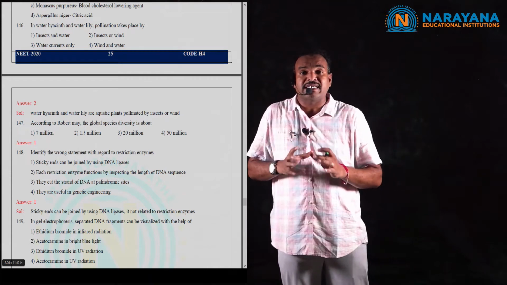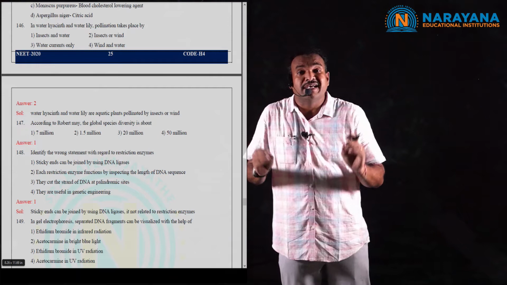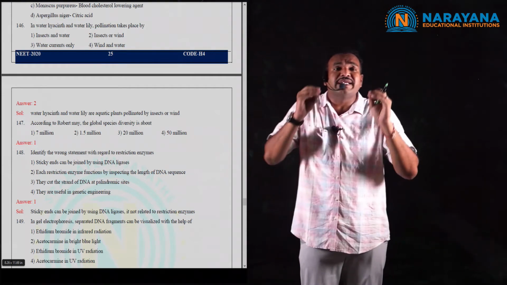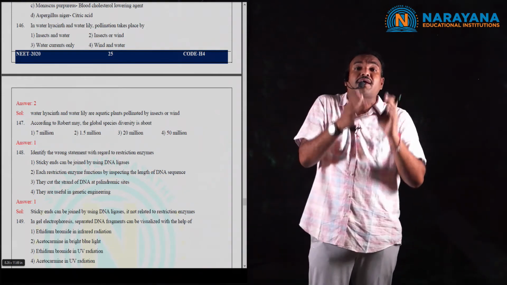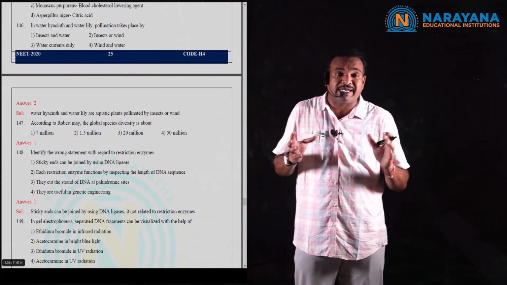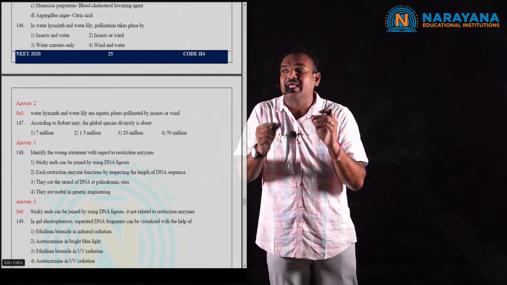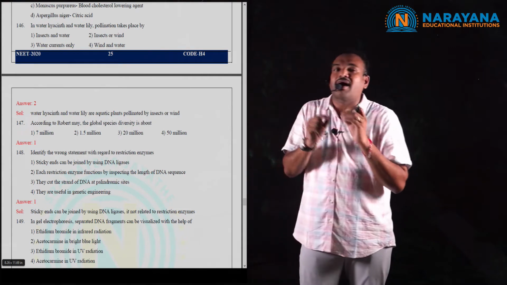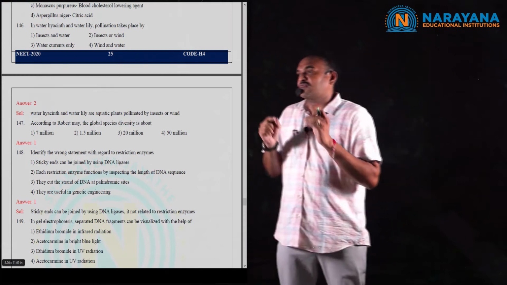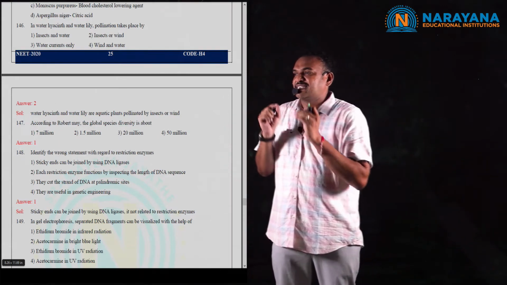But very important, even though they are in water habit, they are not pollinated by water. Only a very small number, at least only 30 genera, most of them monocots, undergo pollination by water, but not all the aquatic plants. Most of the aquatic plants undergo pollination by either insects or wind. The right option for question number 146 is the second option.